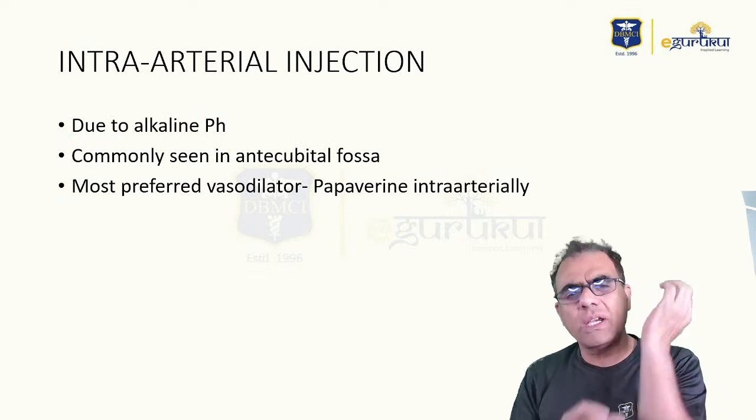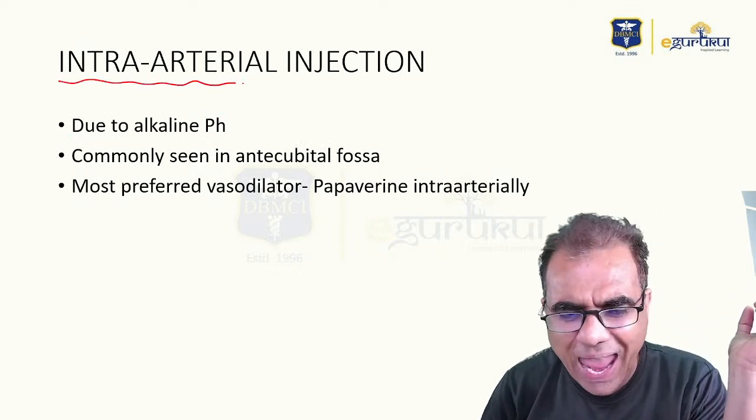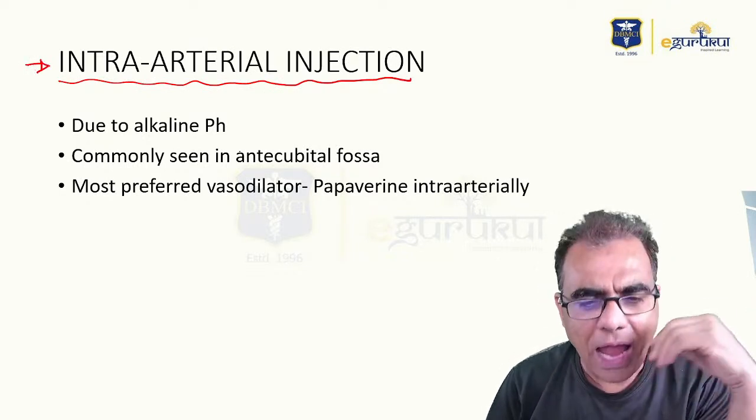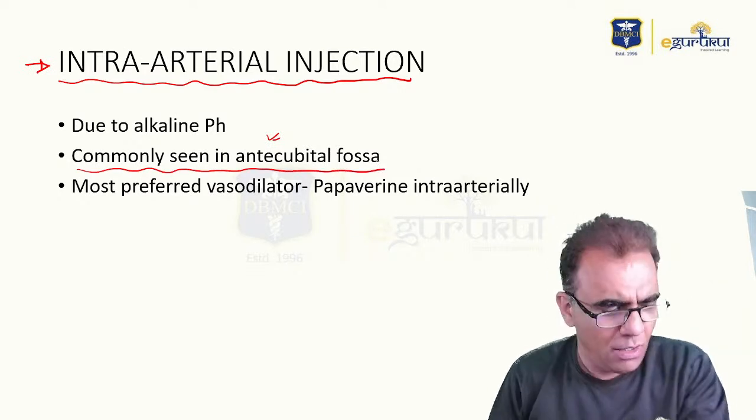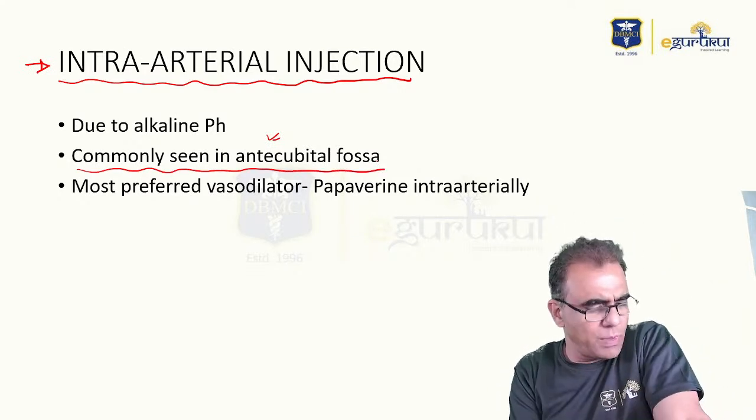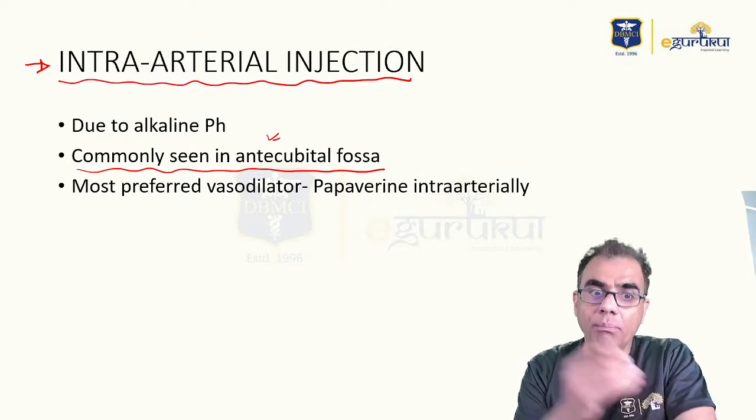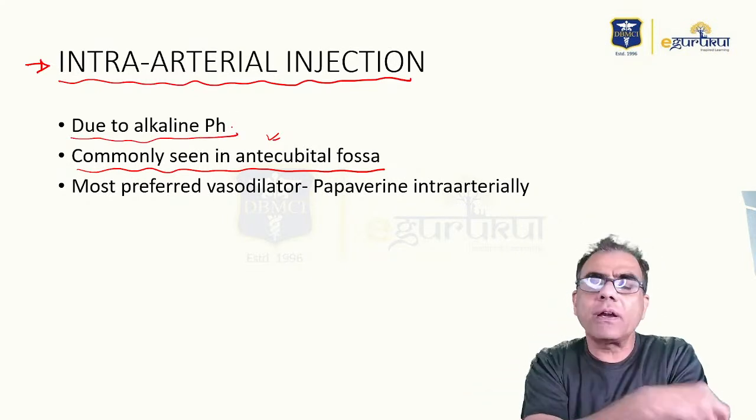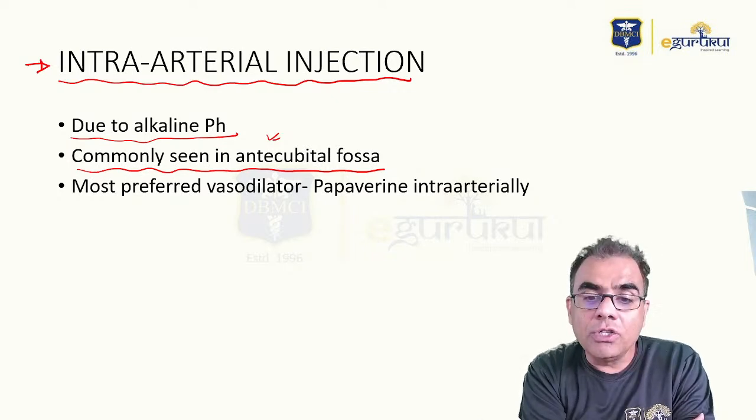However, one complication of thiopentone that you should know is that if by chance it is accidentally injected into an artery, and this usually happens when it is given in the antecubital fossa, because in the antecubital fossa the arteries are close by. So if by chance you accidentally inject it, what will happen? Because of its alkaline pH, it will get precipitated, and this precipitated thiopentone can cause endothelial injury.